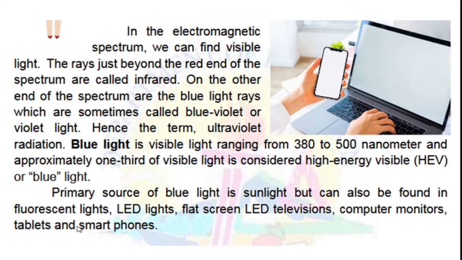Right? So, in the electromagnetic spectrum, we can find visible light. The rays just beyond the red end of the spectrum are called infrared. On the other end of the spectrum are the blue light rays, which are sometimes called the blue violet or violet light. Hence, the term ultraviolet radiation. Diba? So blue light is visible light ranging from 380 to 500 nanometer, and approximately one-third of visible light is considered high energy visible or HEV or blue light.